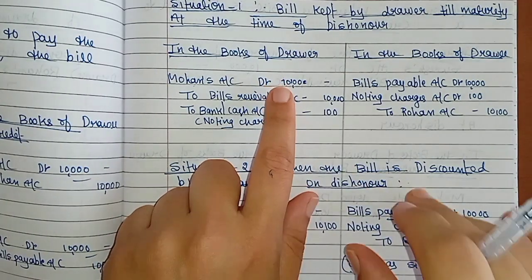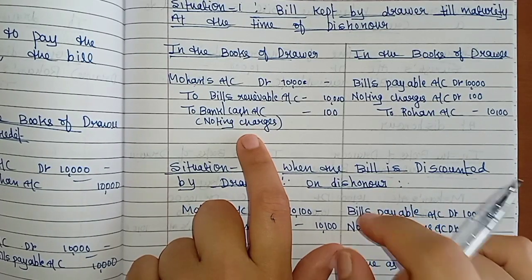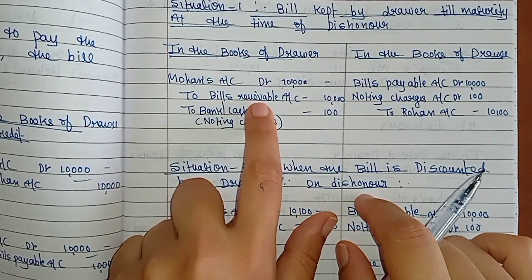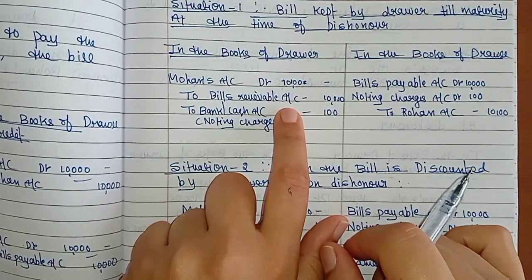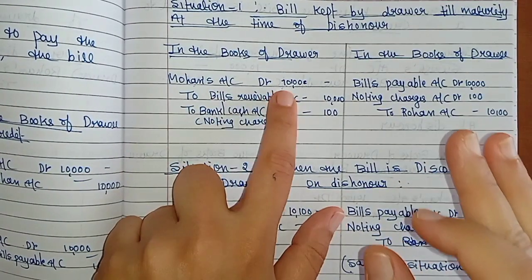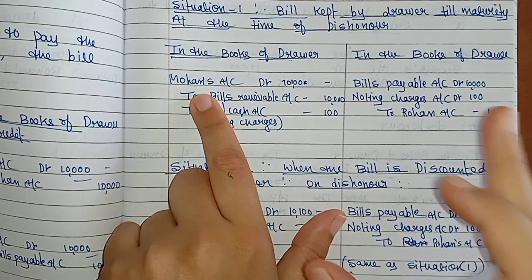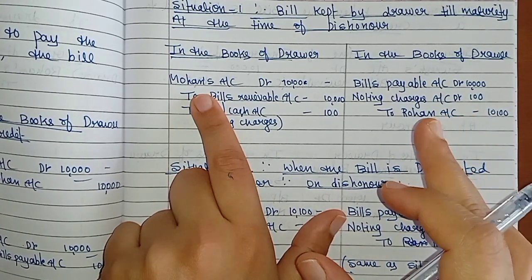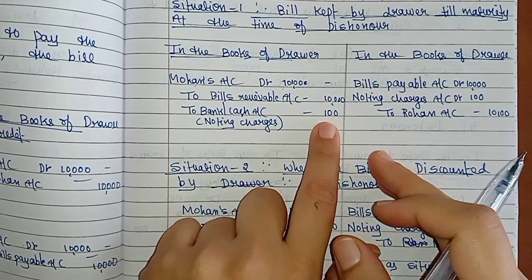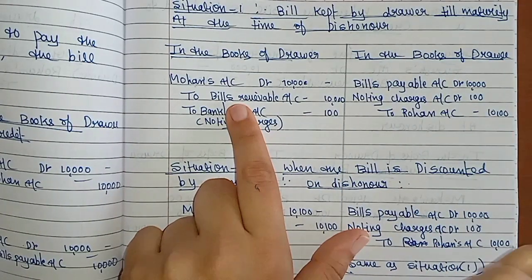And the drawer paid cash for noting charges. So credit what goes out? Credit cash goes out, that is noting charges, and the bill is cancelled, that is to bills receivable account. The drawee must repay everything. So in all our cases we need to debit Mohan's account, means the buyer's account. He must repay everything. And the drawer paid cash for noting charges, credit what goes out, that is rupees 100. Later he will recover it from the drawee. And we need to cancel the bills receivable.